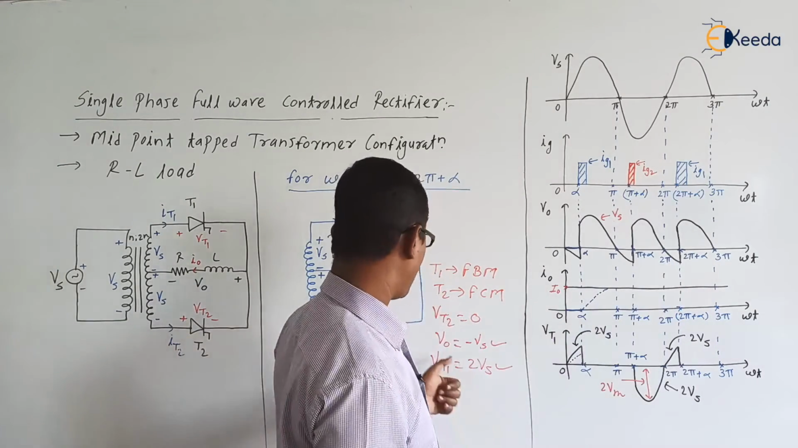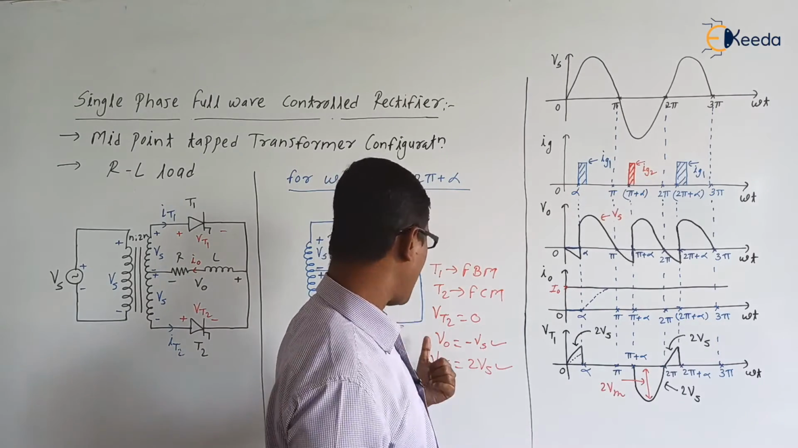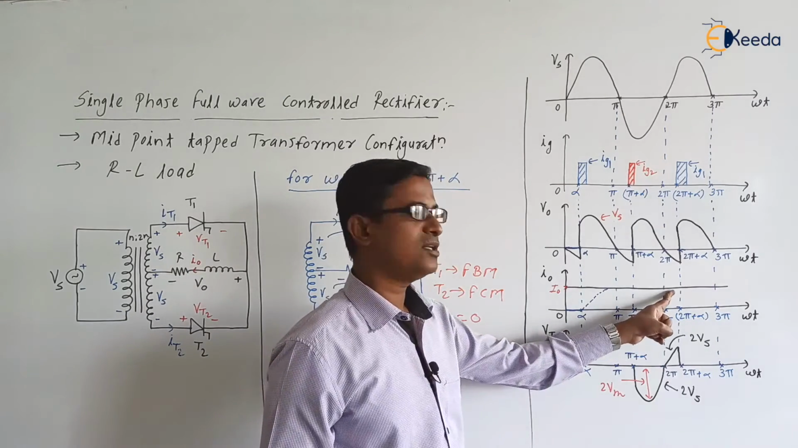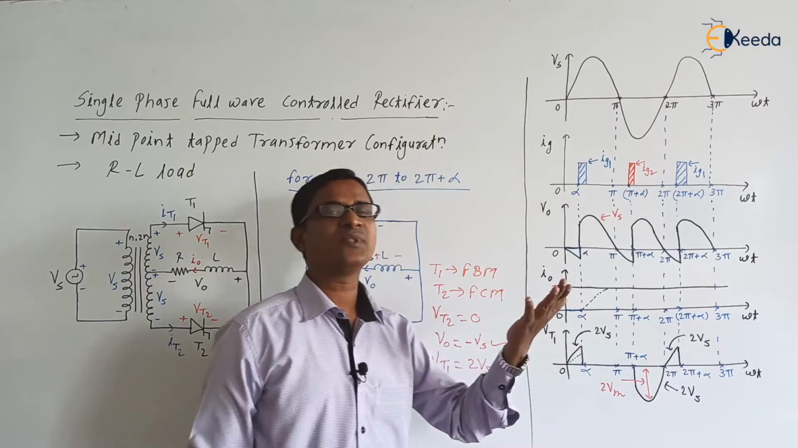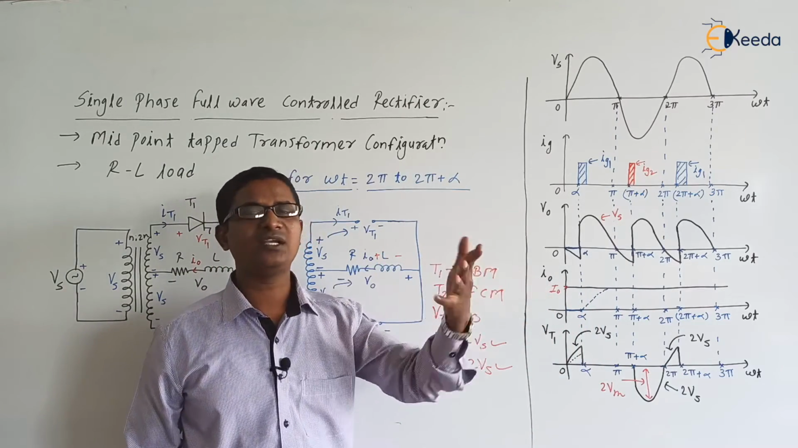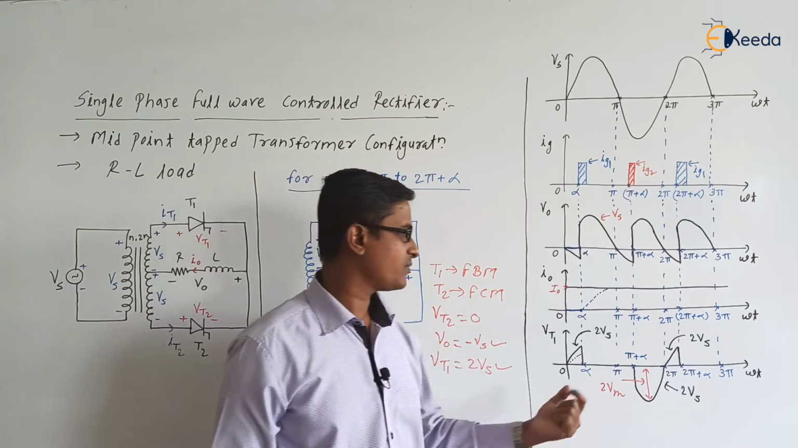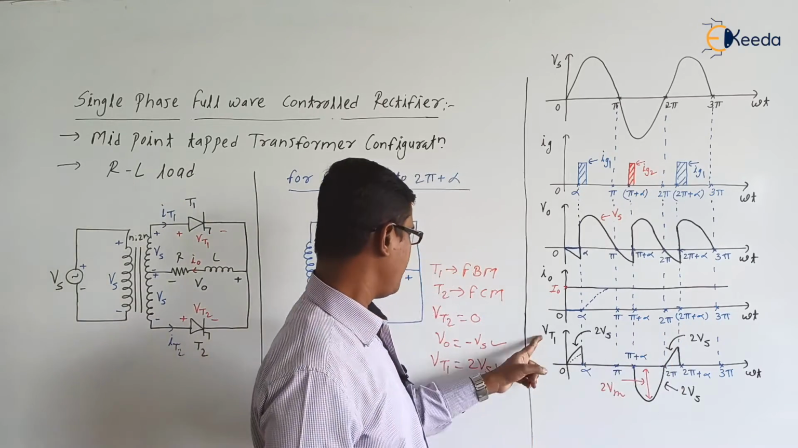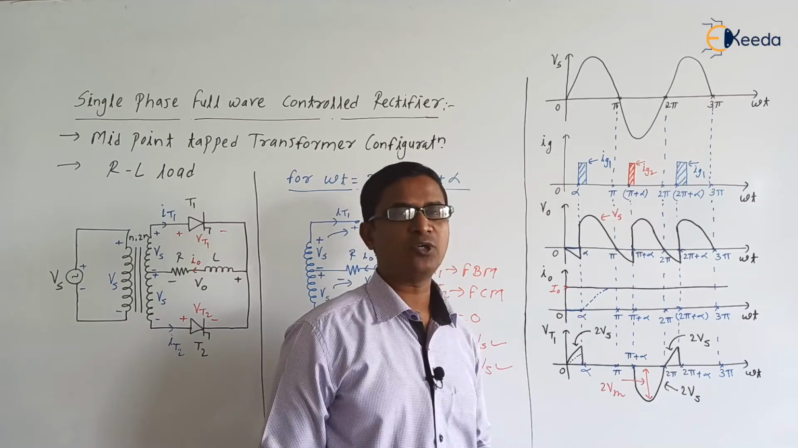Next, what is I0? If you check I0, it is a constant current, because the inductor is opposing the change in the current by releasing the energy. That's why the current maintained will be constant. This is 2 pi to 2 pi plus alpha, and Vt1 is 2 Vs.